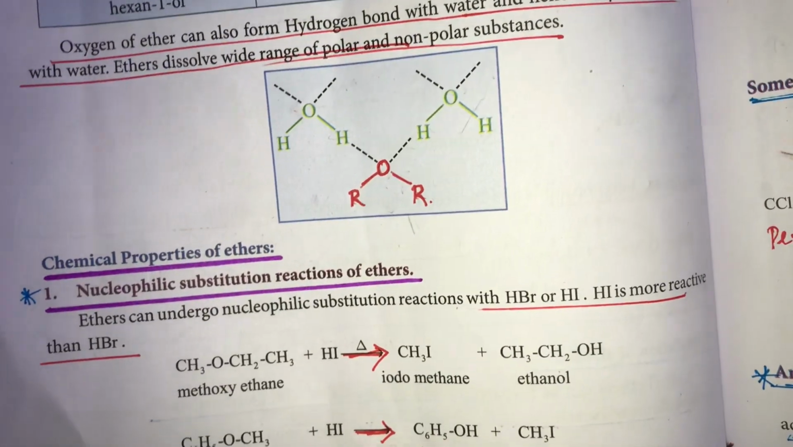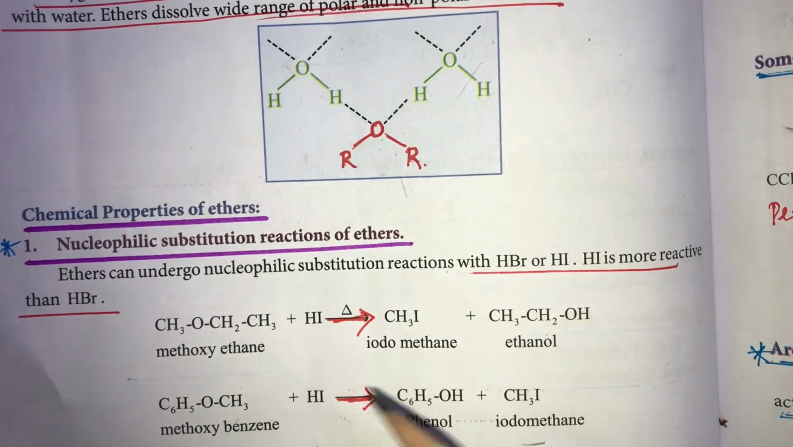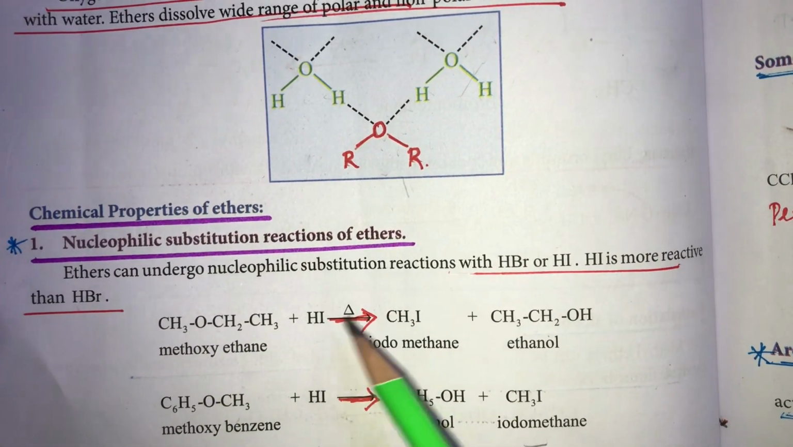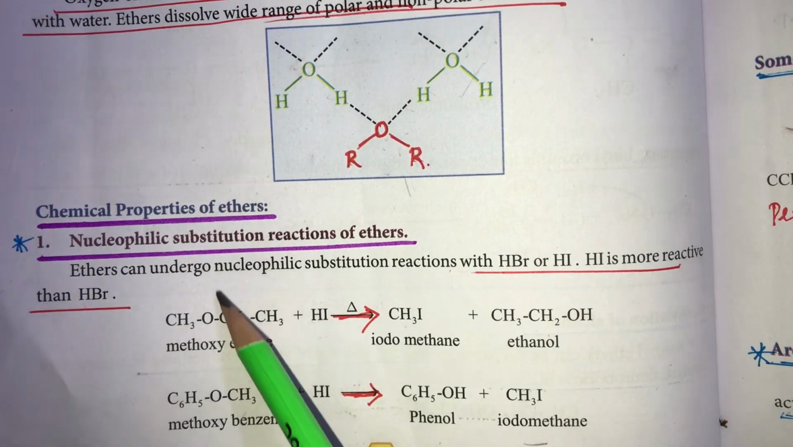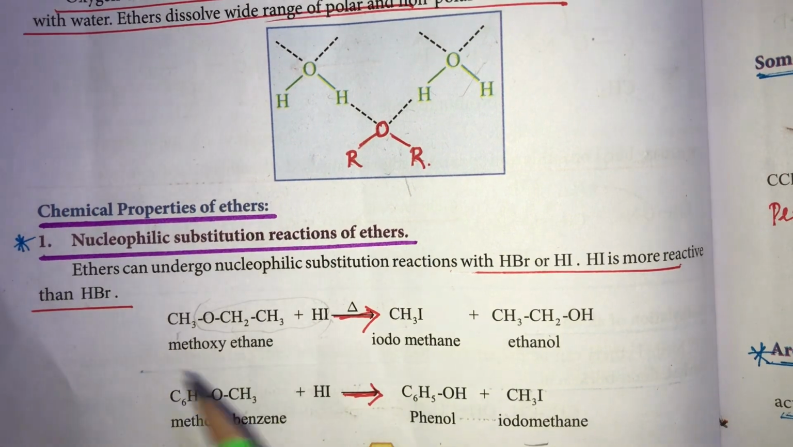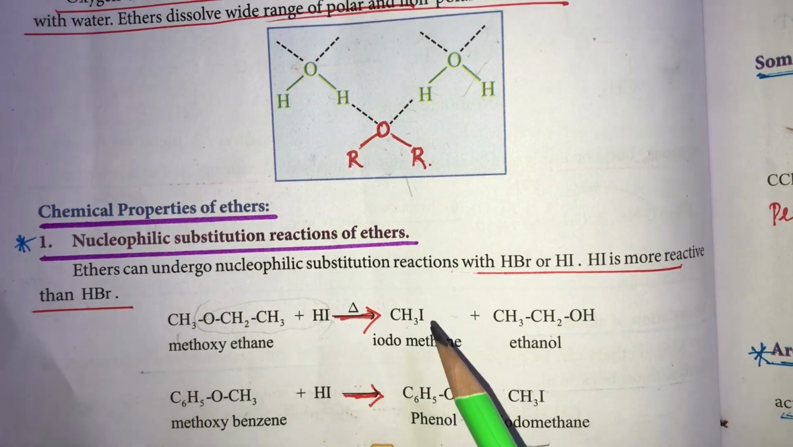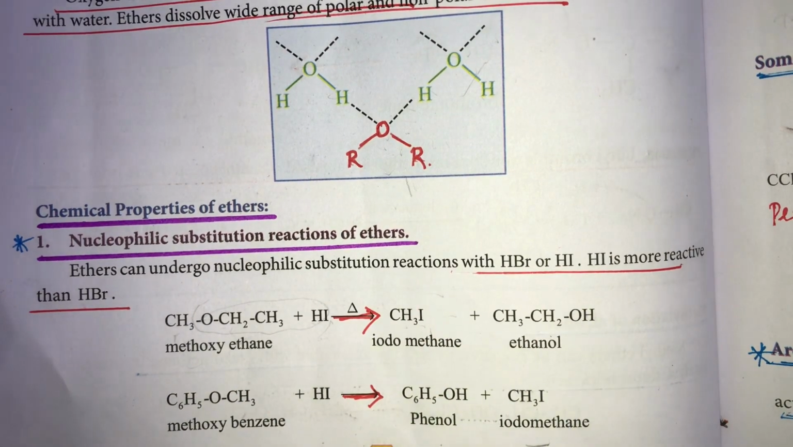The next one is nucleophilic substitution reactions of ether. The nucleophile gets substituted in ether. When ether reacts with hydrogen iodide, the H goes to the ethyl group, so it forms ethyl alcohol. Iodine joins with the methyl group, forming methyl iodide and ethyl alcohol.